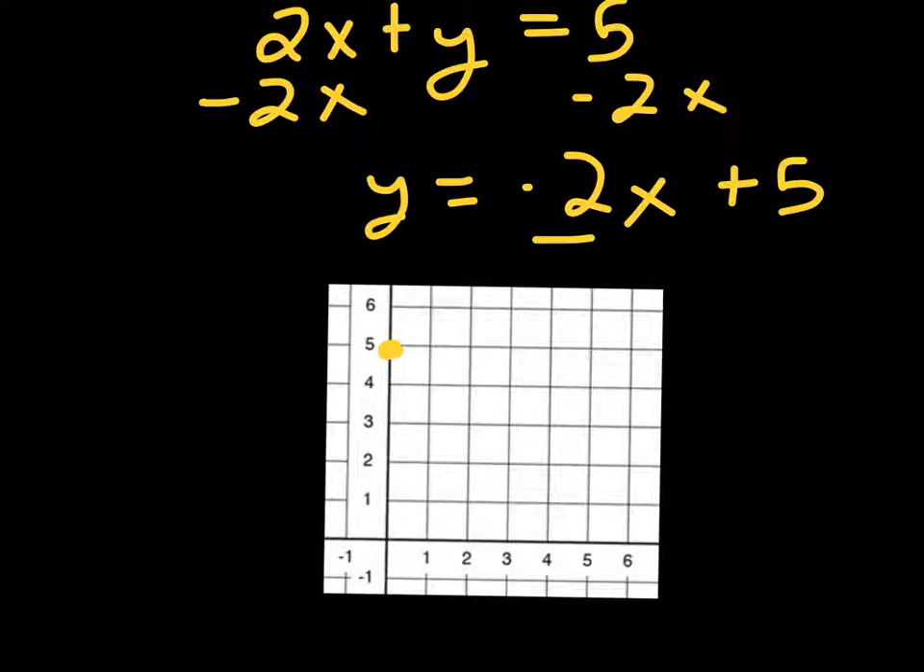My slope is a negative 2 over 1, so that means rise over 1. I'm going to go down 2 to the right 1, down 2 to the right 1, and connect it with a line. And I'm done.